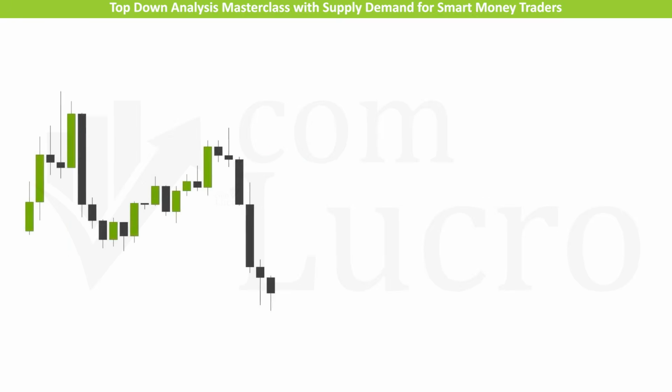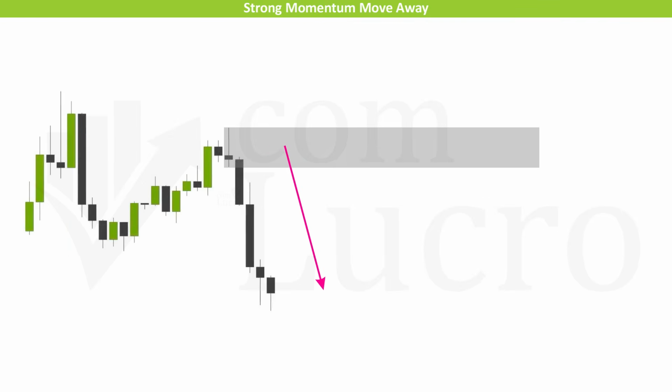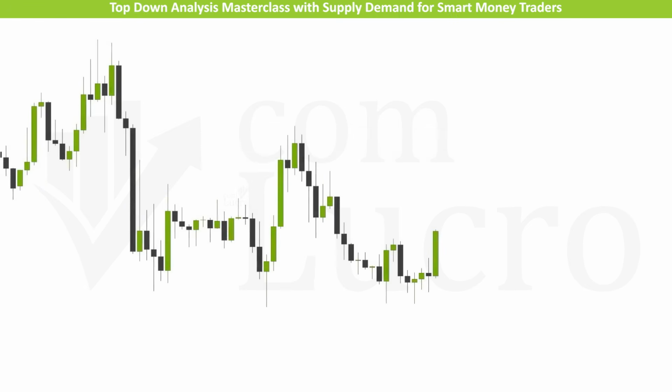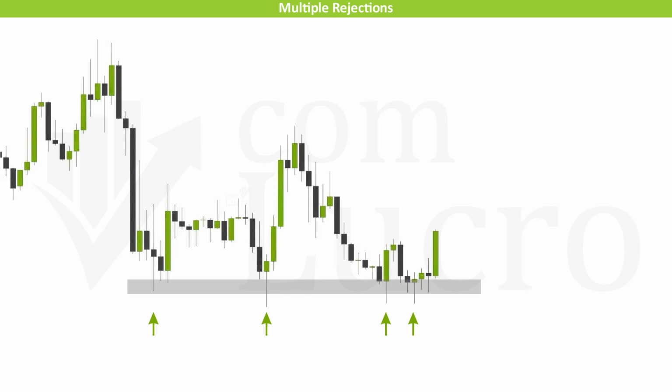Number 2, the move away was drastic. If price previously moved away from an area with strong momentum, it signals that the level carries weight and that price may react aggressively there again. Number 3, multiple rejections. When an area shows multiple rejections, it confirms that traders have responded to that same level several times, reinforcing its importance. The more rejections we see, the stronger the level appears. But this still does not guarantee it will hold. Only after a clear break and retest can we anticipate a rejection with more confidence.